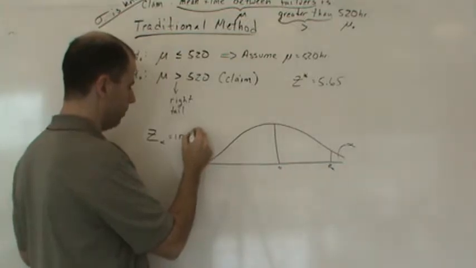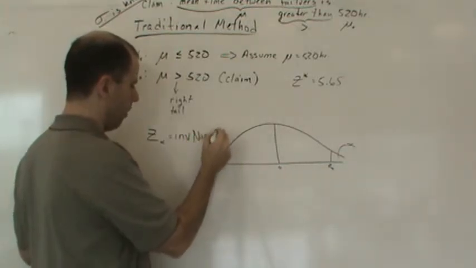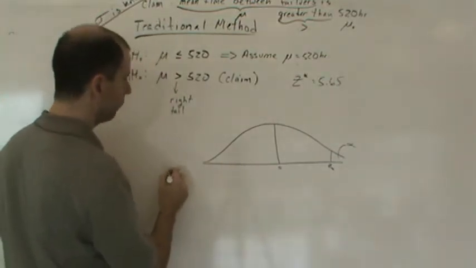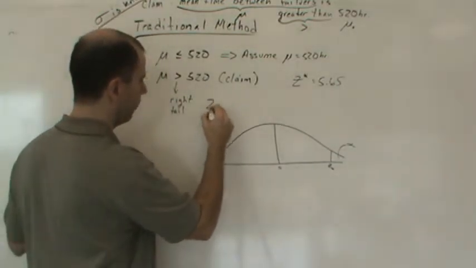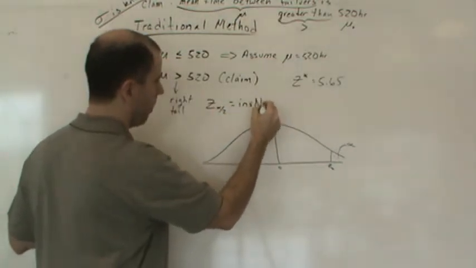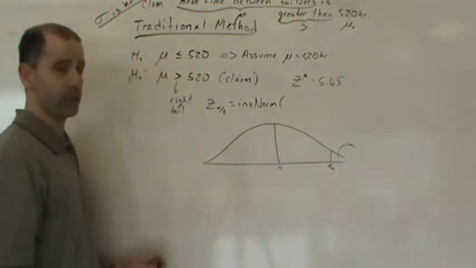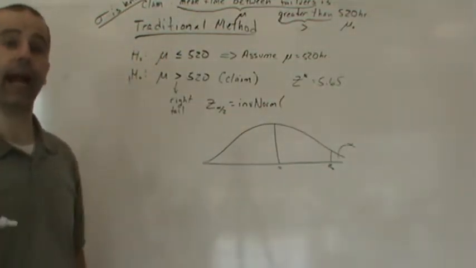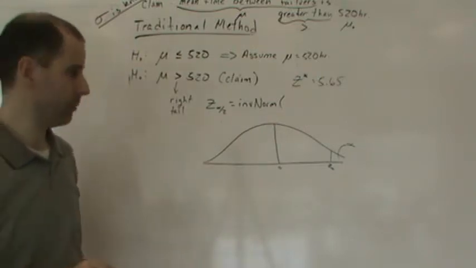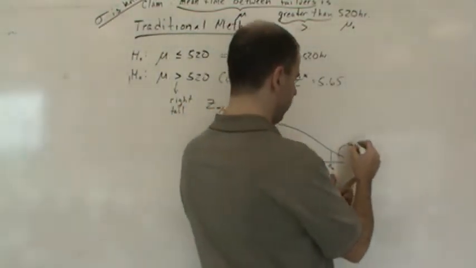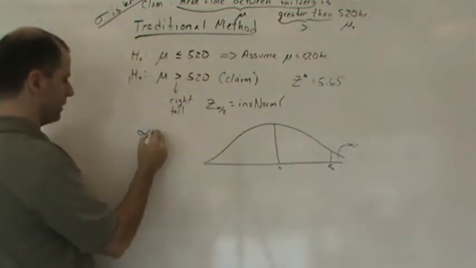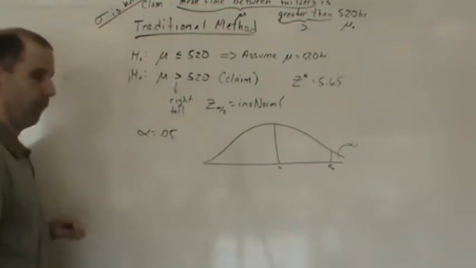So inverse norm, let's do it this way. The first argument that we put in the calculator is the area. But what area? Remember, it's the area to the left. Well, if we know the area to the right is alpha, and let's say alpha in this case is 0.05, right?